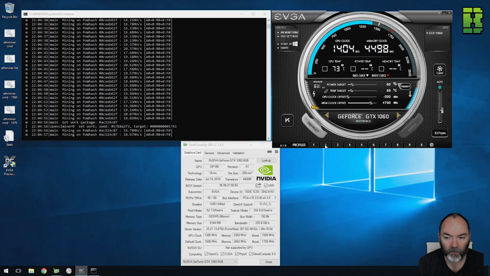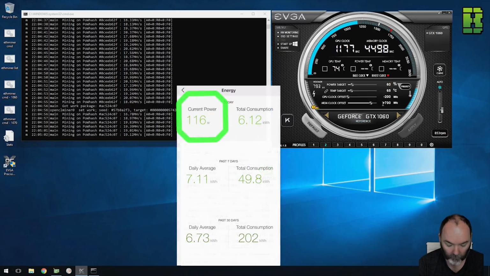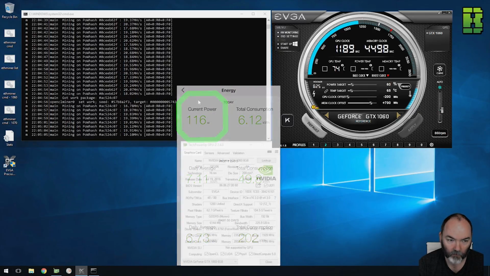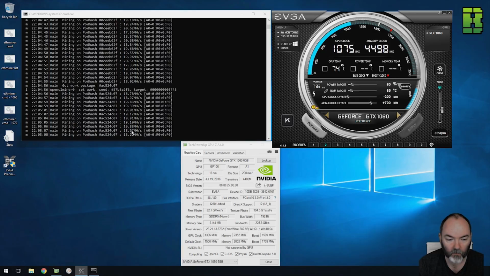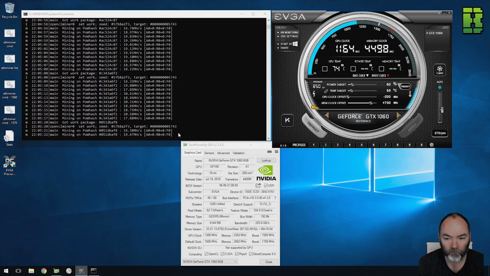Okay, so we tweak the profile again here. We're on 60% power and the wattage here is 116. You can see we've got quite a decent increase in the megahash. It's around 18, 19, some potential 20s. So that's not a bad level really to be at. Power draw is still quite low and you're getting a reasonable hash rate. You'd probably get an average of 19 to 20 out of it here. Obviously quite a low power consumption.